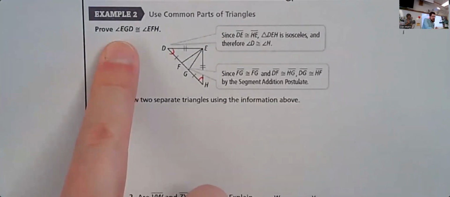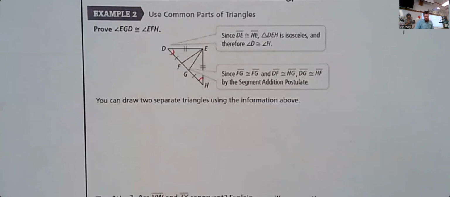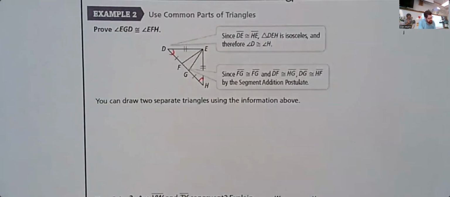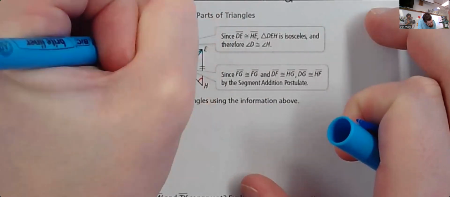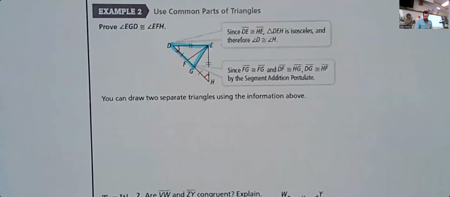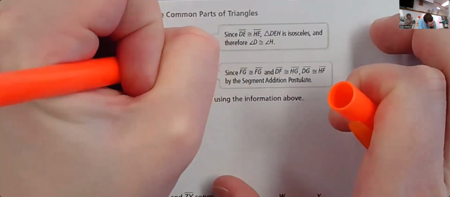So we're drawing EGD and we're drawing EFH. So again, I'm going to go ahead and highlight these. So EGD is that one. EFH is this one. Those are the two triangles that we're dealing with that overlap.